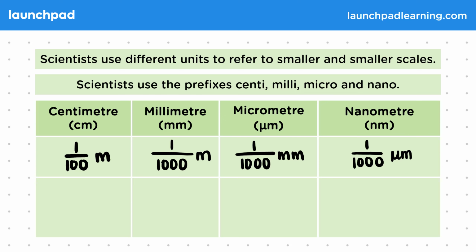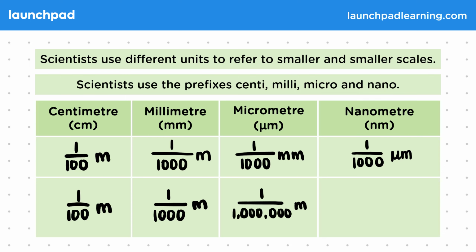Let's put all of these units as a division of a metre in the bottom row. So a centimetre is 1/100th of a metre. A millimetre is 1/1000th of a metre. A micrometre is 1/1 millionth of a metre. And a nanometre is 1/1 billionth of a metre. So this means that 100 centimetres make up 1 metre, 1000 millimetres make up 1 metre, 1,000,000 micrometres make up a metre, and 1 billion nanometres make up a metre. For the exam, you need to know the relationship between all of these units.